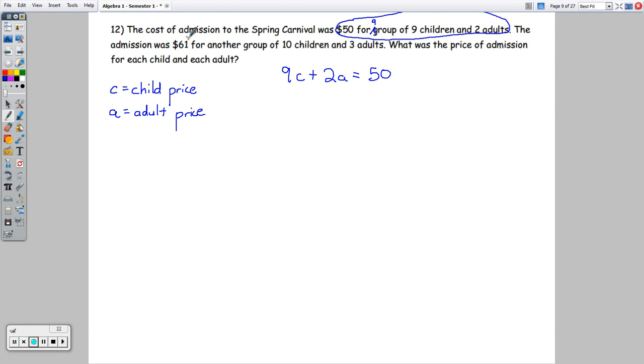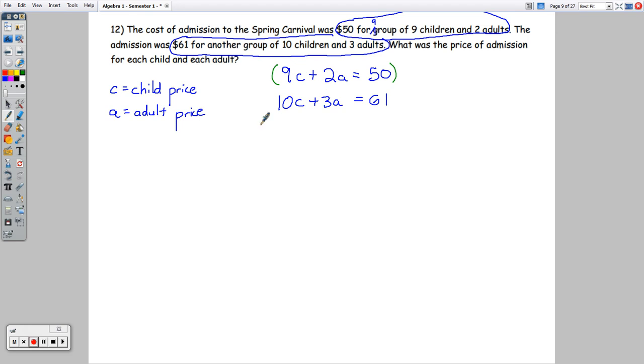And then the other bit of information right here tells you the other equation. So 61 would have to equal 10C plus 3A. From there you could use substitution. So you could solve one of these for C or A and then plug it into the other one, or you could use elimination. I'm going to use that because it looks a lot easier to me.